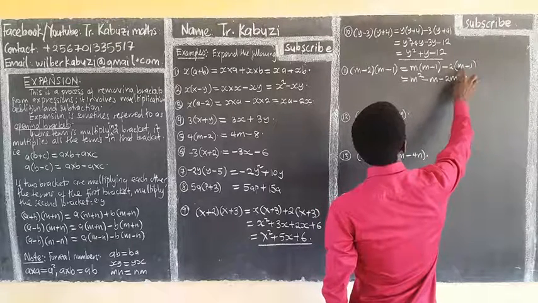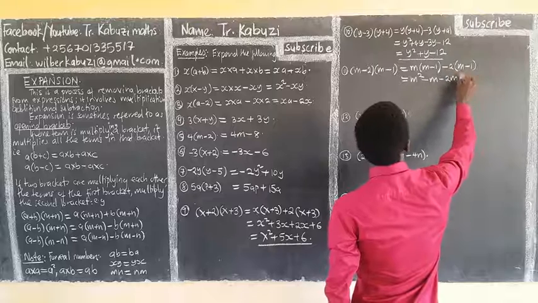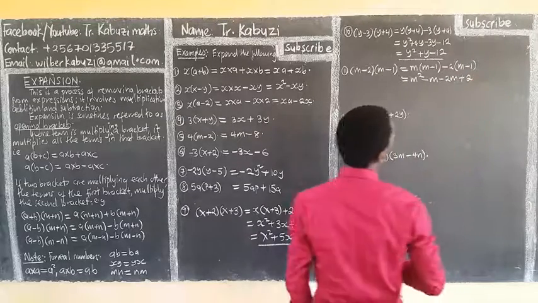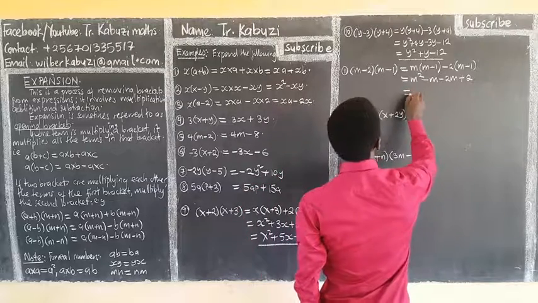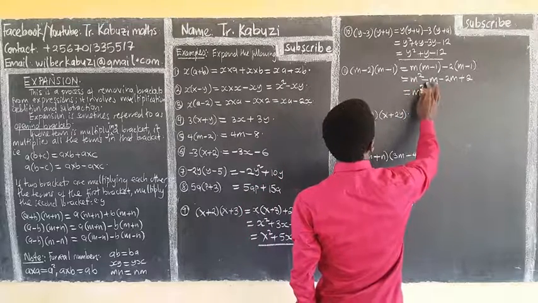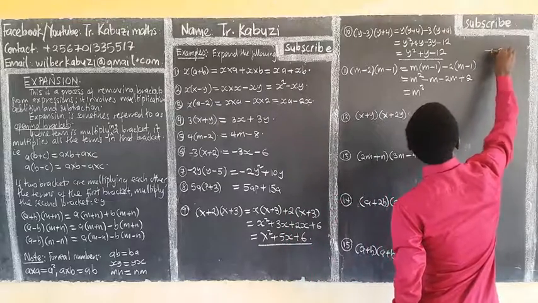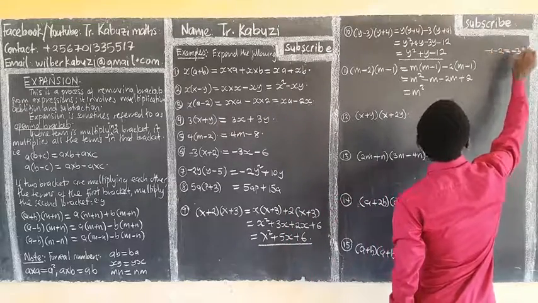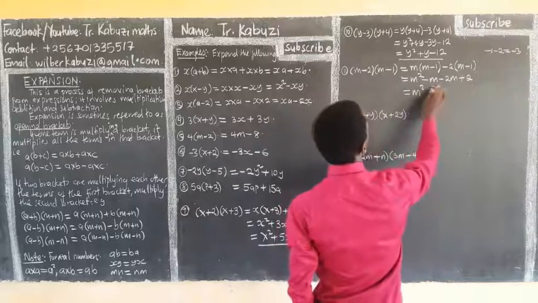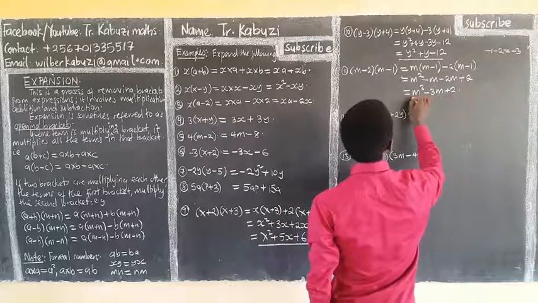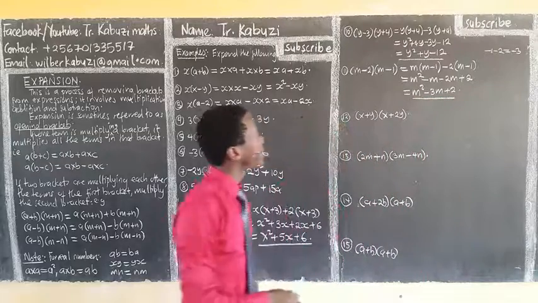Then a negative and a negative, we get a positive. 2 times 1, we get a 2. Then we simplify. This will be m squared minus m minus 2m. It's like we have negative 1 minus 2, this will give you a negative 3. That's why I'm having negative 3m plus 2. It is as simple as that.